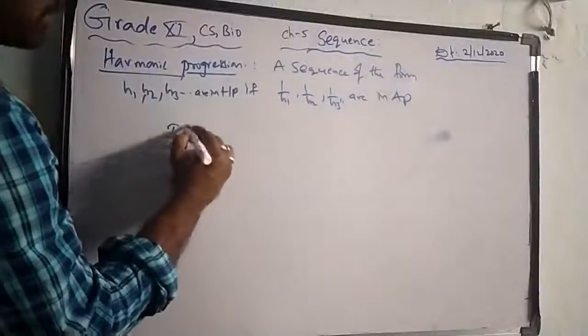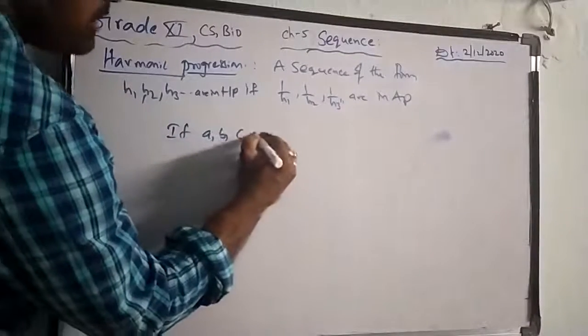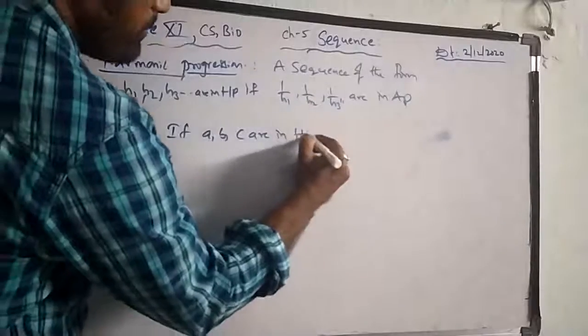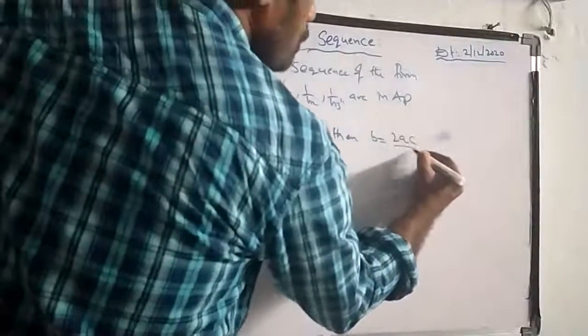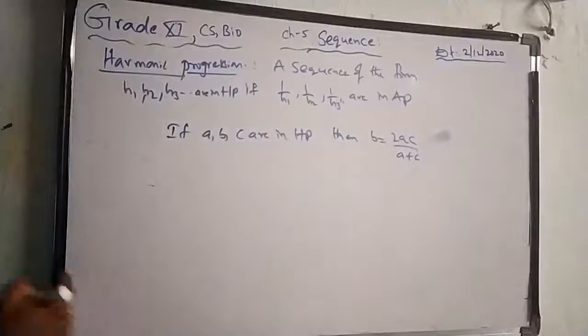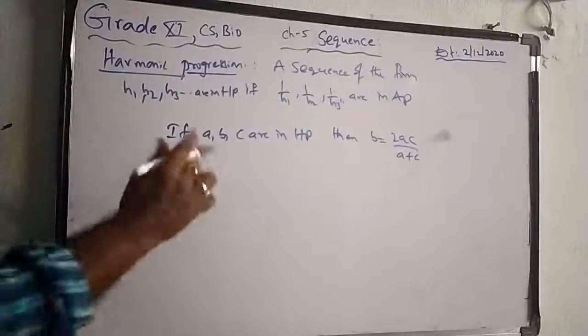Next, if A, B, C are three terms which are in HP, then B is equal to 2AC by A plus C. This is one of the important pieces of information.